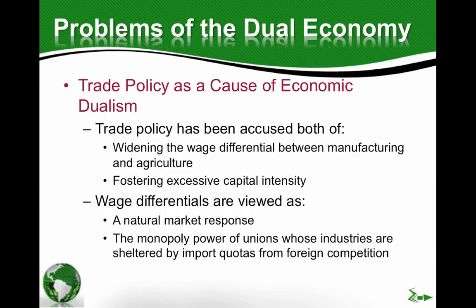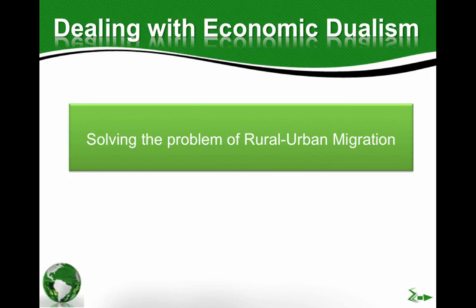Trade policy has really been accused of widening this wage differential as well as fostering excess capital intensity in the modern sector. By imposing high tariffs, you're keeping the prices in the manufacturing sectors artificially high, which then increases the capital intensity in these sectors because it's more profitable to invest in them because of higher prices. Resources move away from agriculture towards the modern sector. To deal with economic dualism, you really have to attack the problem of rural to urban migration. You have to deal with this wage inequality by increasing the labor productivity in the traditional sector. Right?